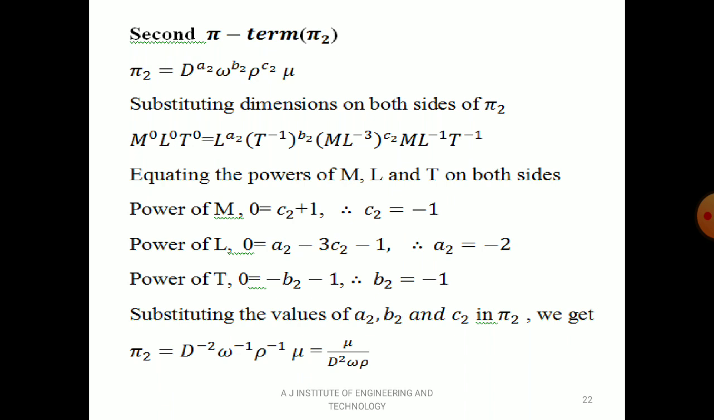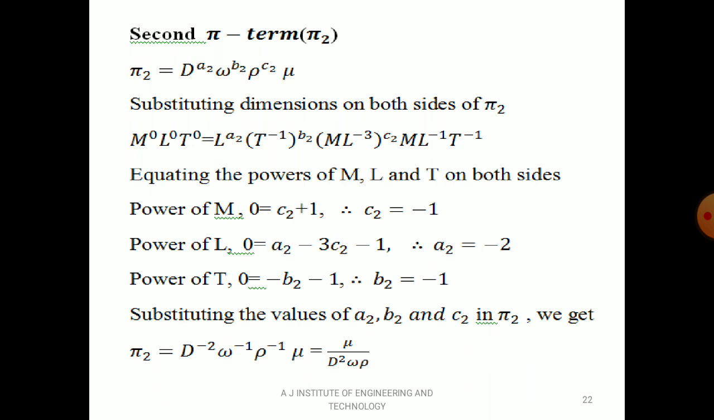Then equating the power of T: T to the power 0 on left hand side, T to the power minus b2 and T to the power minus 1 on right hand side. So by equating the power of T, we get the expression 0 equals minus b2 minus 1, therefore b2 equals minus 1. Now we have the values of b2 and c2 equal to minus 1, so we can back substitute in expression 2 to get the value of a2. So 0 equals a2 minus 3c2 minus 1, therefore we get the a2 value as minus 2.